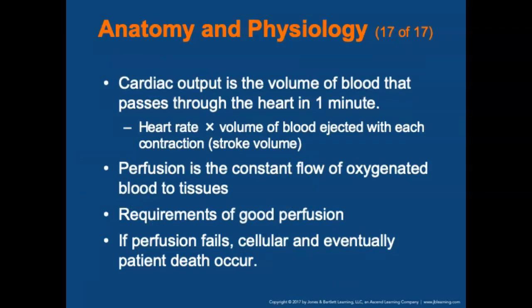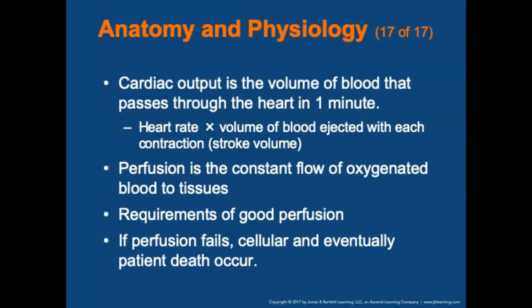Okay, cardiac output is defined as the volume of blood that passes through the heart in 1 minute. It's calculated by multiplying the heart rate by the volume of blood ejected with each contraction. The volume of blood ejected with each contraction is called the stroke volume. In the field, stroke volume can be roughly determined by the heart rate and the strength of the patient's pulse.